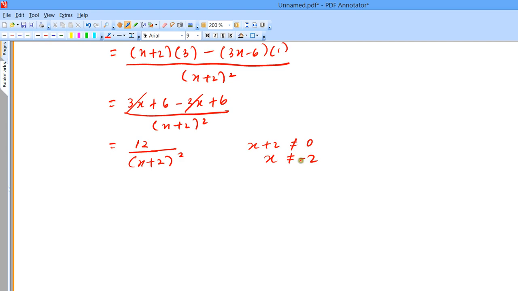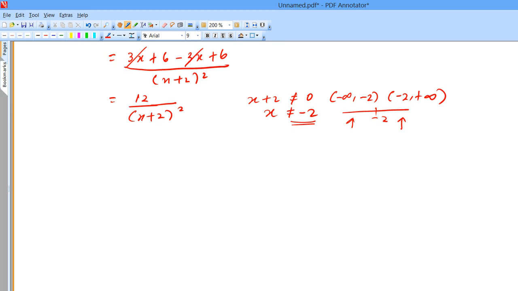So our interval is based on the value negative 2. If we have a real number line with negative 2, we have two intervals here. The first one starts from negative infinity to negative 2, and the second one from negative 2 to positive infinity. For the first column, we have interval. Second column, test value. And third column, sign of f prime x equal to 12 over x plus 2 squared.